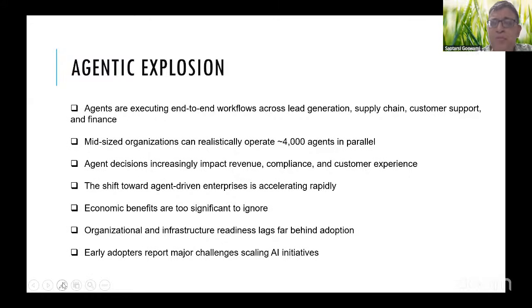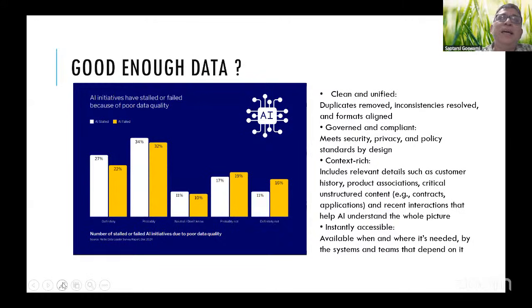However, this is a slide which you will not see being talked about a lot. This is just one of those slides. We have always talked about this: garbage in, garbage out. Agents, if they have to work, need data in the background. And this is what the survey tells, that the data in many cases is not clean and unified, it is not governed and compliant, it is not context rich, or it is not available instantly.